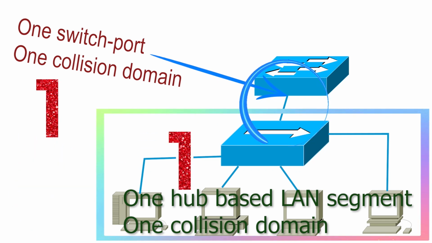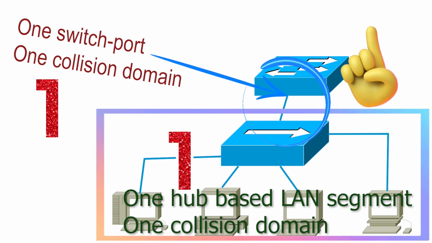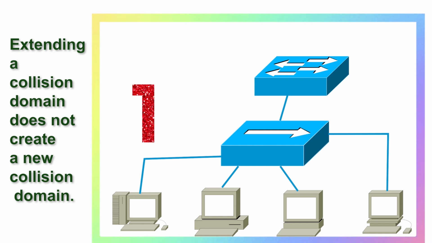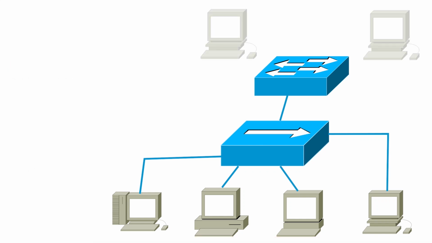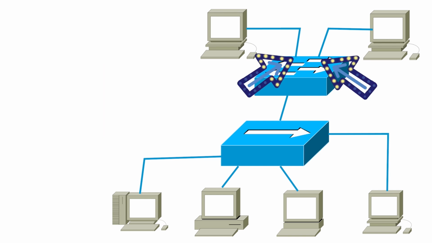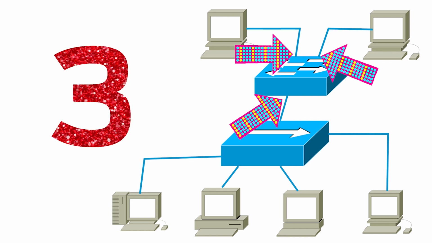As we know, connecting 2 collision domains does not increase the total number of collision domains. Here, we extended the existing collision domain. We did not create another collision domain. Let us add 2 PCs to this switch. Now, how many collision domains does it have? Adding N devices to switch ports increases collision domains. Now, this network has 3 collision domains.